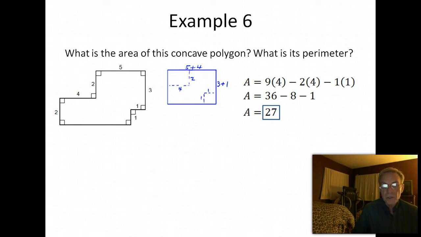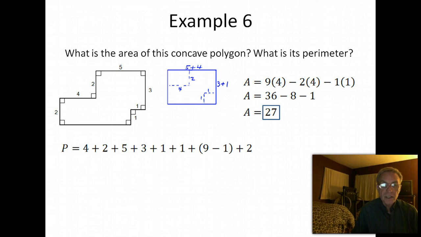The other thing they want us to do is to find the perimeter. So this time, since we have all these little figures going around, we're going to find the perimeter, which is the sum of all these put together. So that gives us 4 plus 2 plus 5 plus 3 plus 1 plus 1, and then this section right here is the overall length of 9 minus this 1. So this is going to be 9 minus 1 going along the base here, plus 2. Add all those up and you get 26. That's your perimeter.